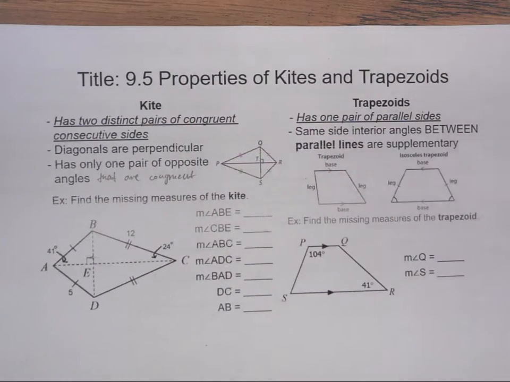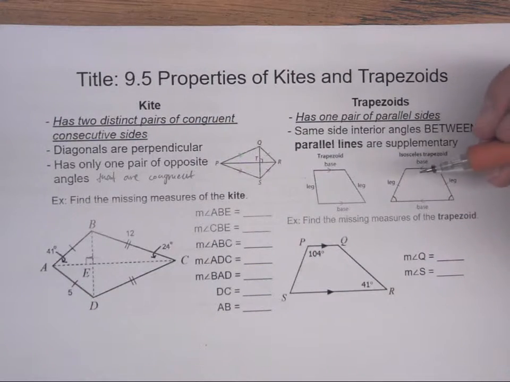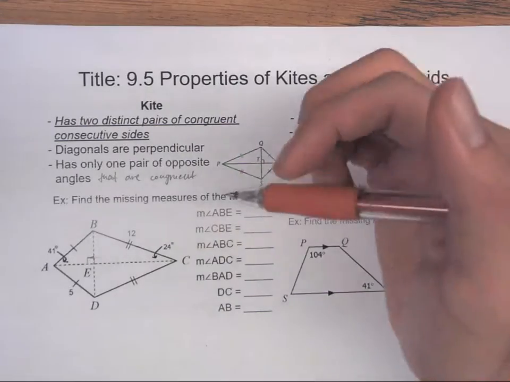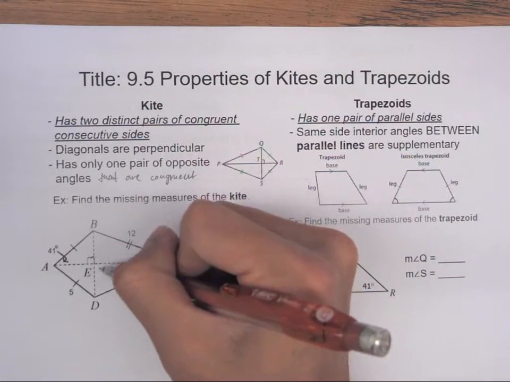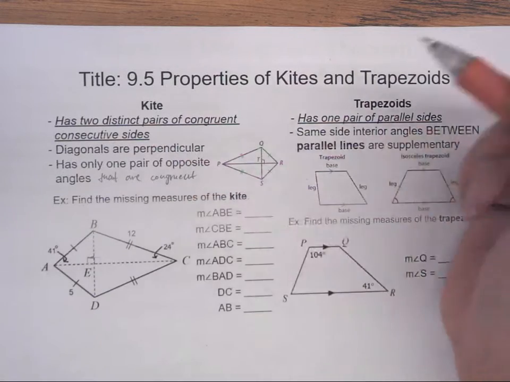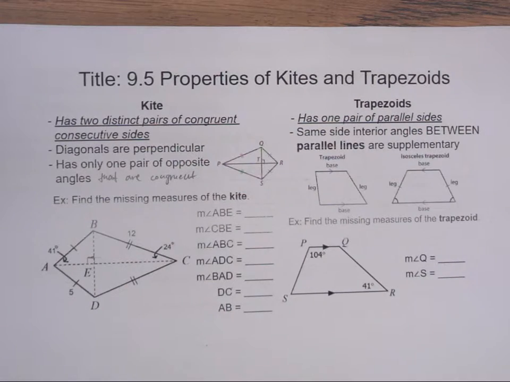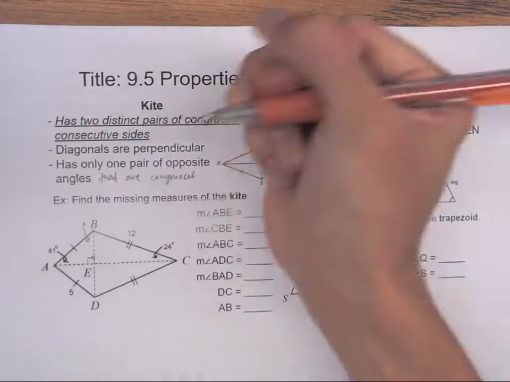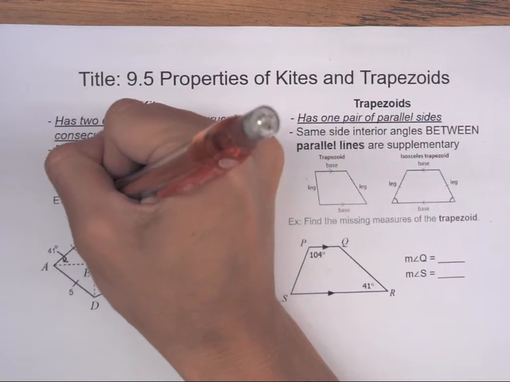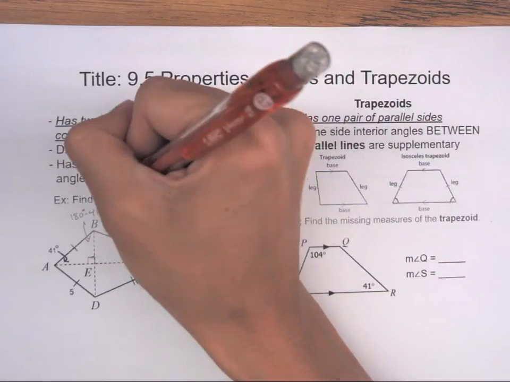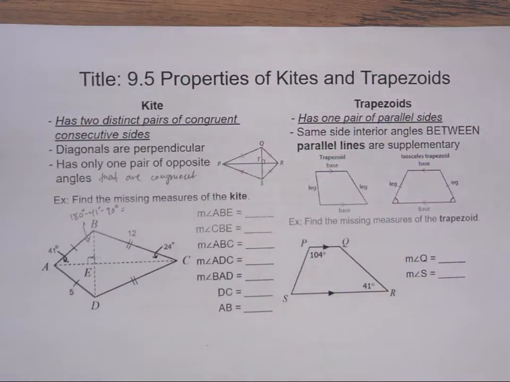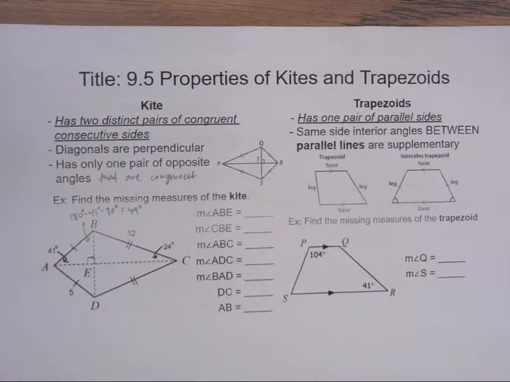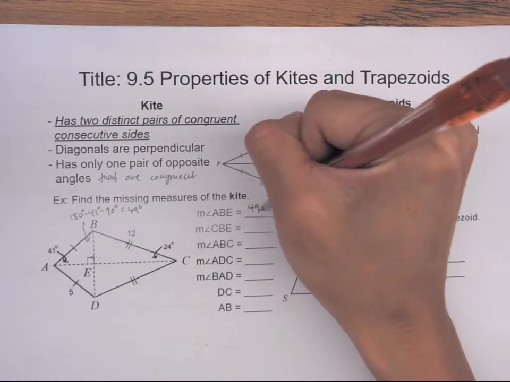So here let's just go through some of the examples. Find the missing measures of the kite. We know that this is a right angle, so this is also a right angle. If I want to find the measure of angle ABE, there's a couple ways you can do this. The angles in a triangle add up to 180, so this is 180 minus 41 minus 90 degrees. That should be 49 degrees. So the measure of angle ABE is 49 degrees.